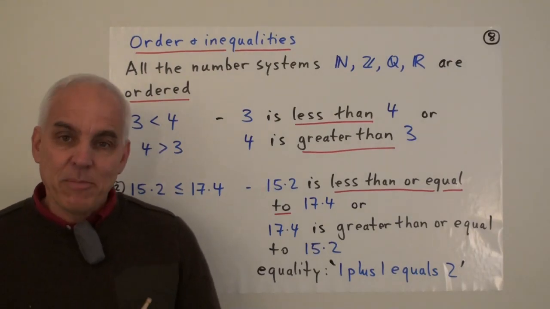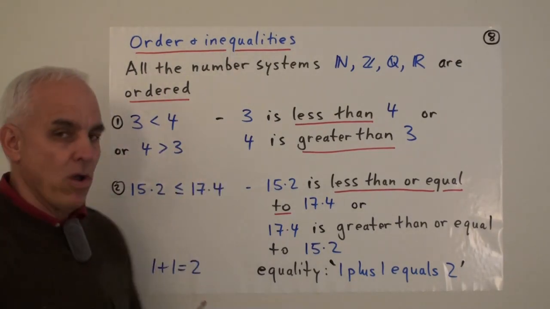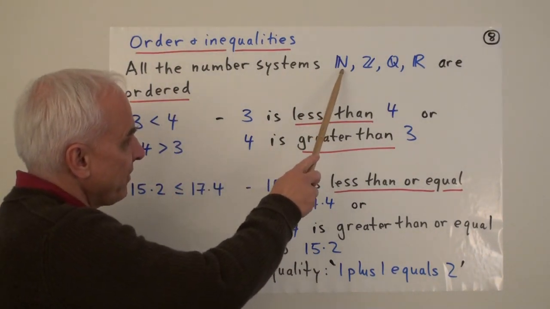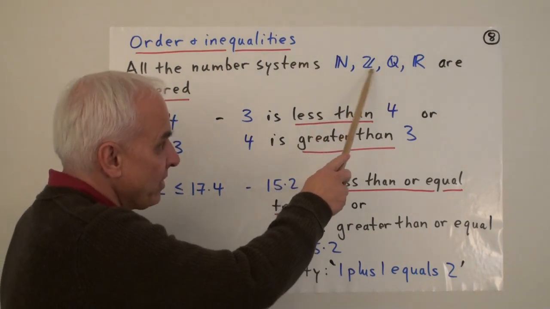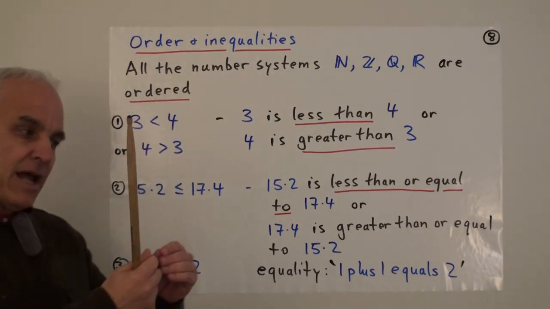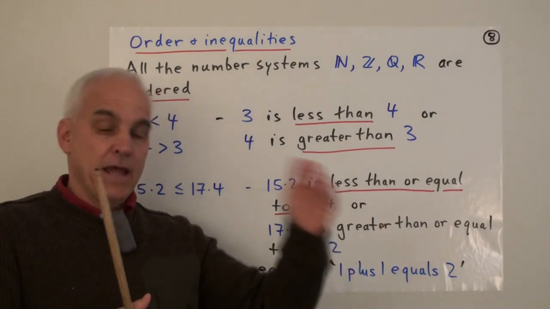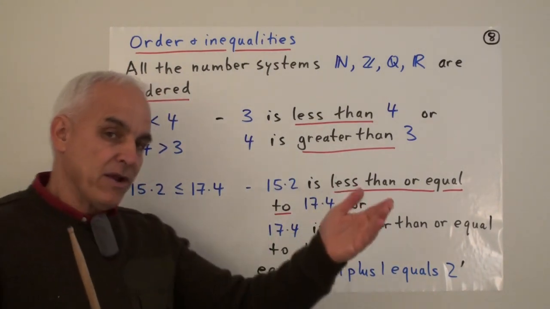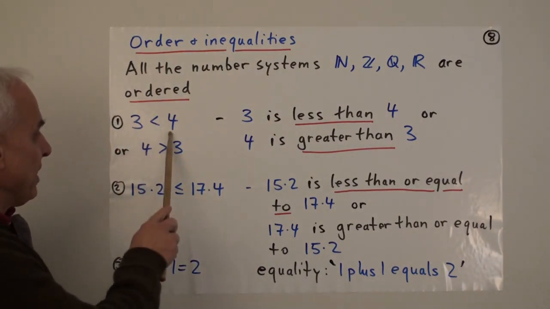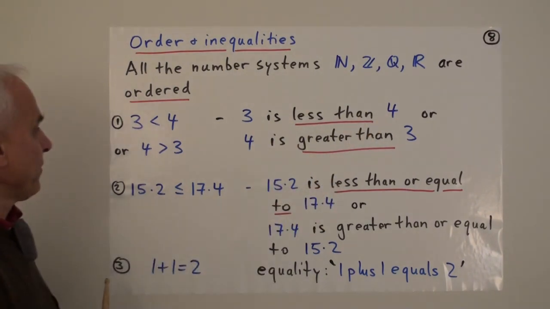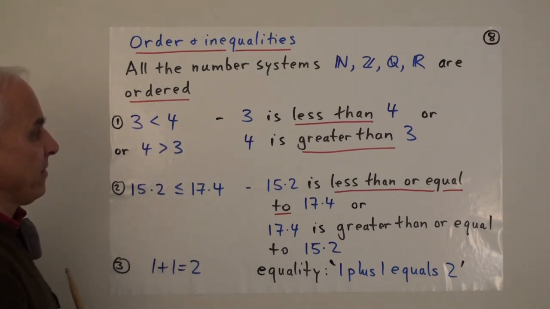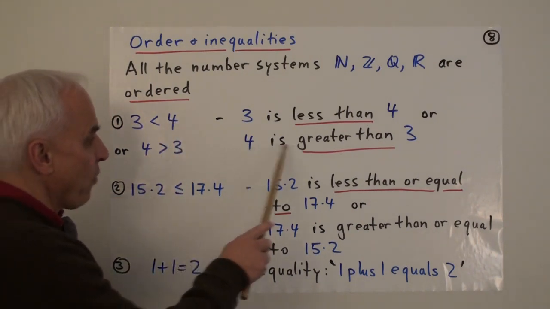And finally, let's say a little bit about order and inequalities. So all of the number systems that we've been talking about, the natural numbers, the integers, the rational numbers, and the real numbers, are ordered. It means that we have a notion of bigger and smaller, or greater than and less than. And here's our notation for that. So this means 3 is less than 4. Or we can also write it this way, 4 is greater than 3. These two are the same, and we say 4 is greater than 3.